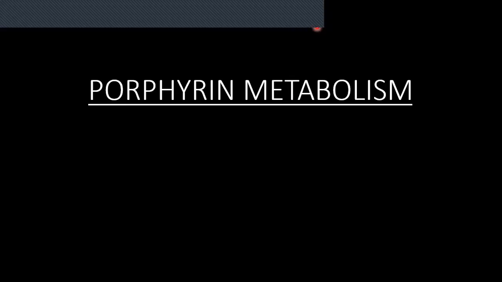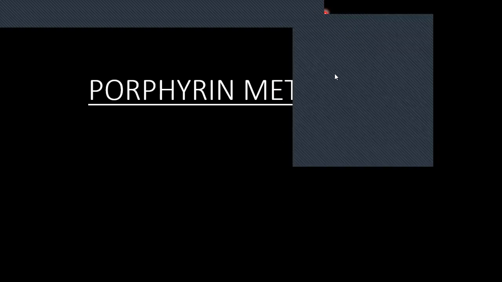Today, let's talk about porphyrins. I'm sure every one of you has heard of hemoglobin at one point in your life. Hemoglobin consists of heme and globin. Now, the heme part is a porphyrin, and in this session, we'll be looking at how that heme part is synthesized.